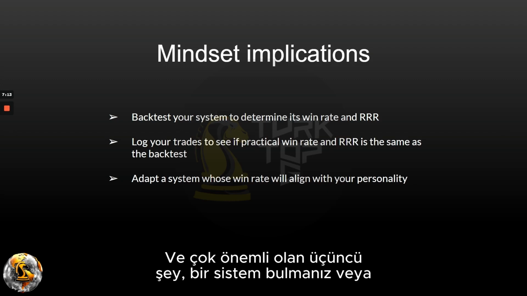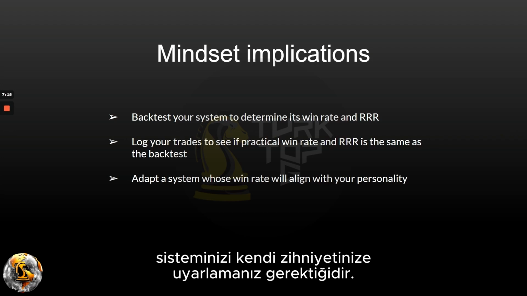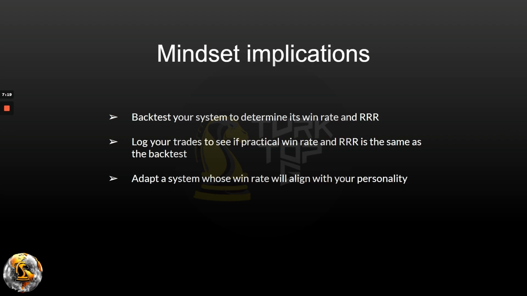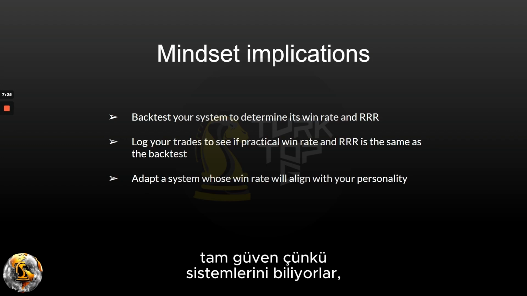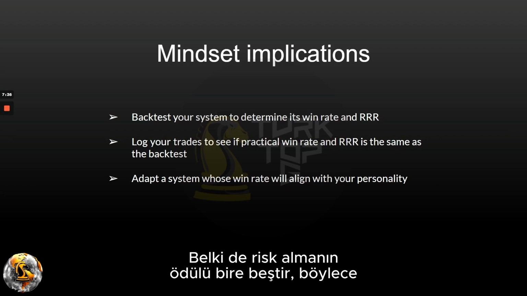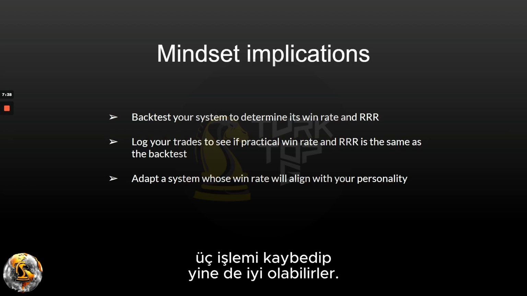And the third thing that's crucial is you have to find a system, or you have to adapt your system to your own mindset. Maybe there are people that can lose 3 trades in a row and take the 4th one with full confidence because they know their system, they know how many times the system wins. They know that they only need to win 1 out of 4 trades in order to be profitable. Maybe their reward to risk is 5-1, so they can lose 3 trades and still be fine.